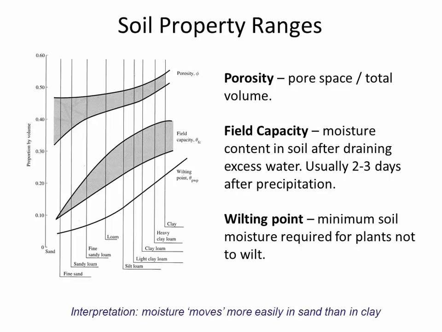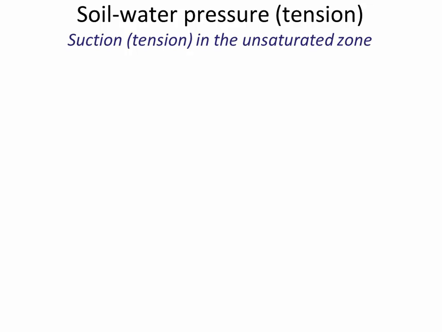So the main interpretation of all three of these is just moisture moves through sand more easily than it does through clay. There's an interesting way of measuring how much the soil is holding on to moisture. There's a measure of the suction or the tension in the unsaturated zone, and let me define for you what the unsaturated zone is referring to.